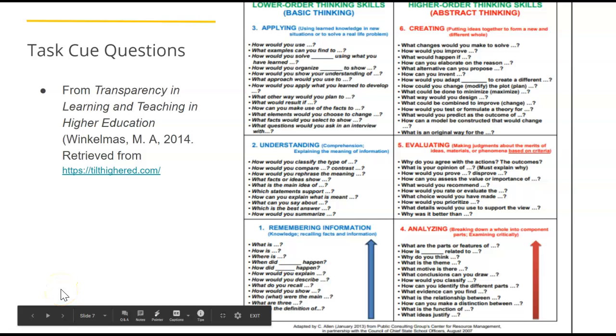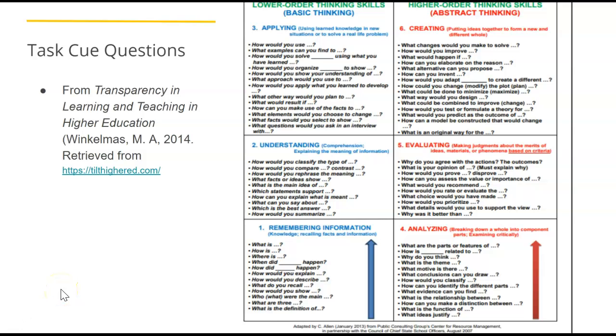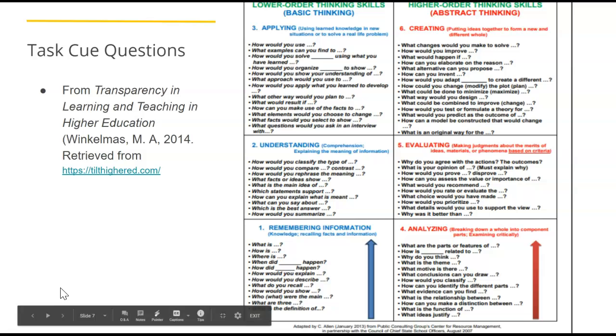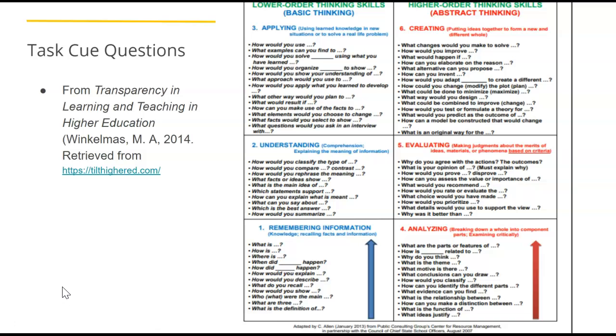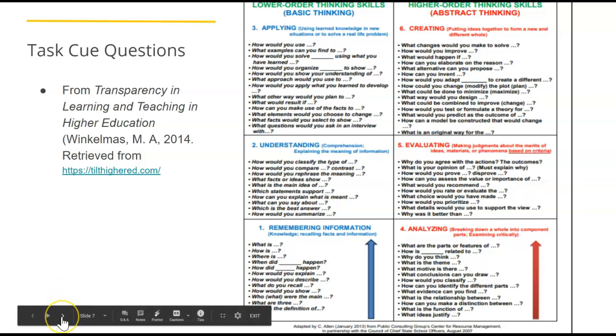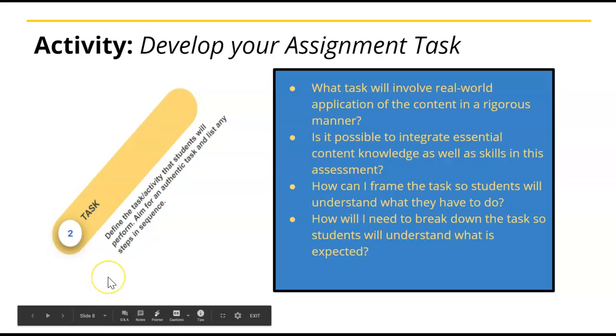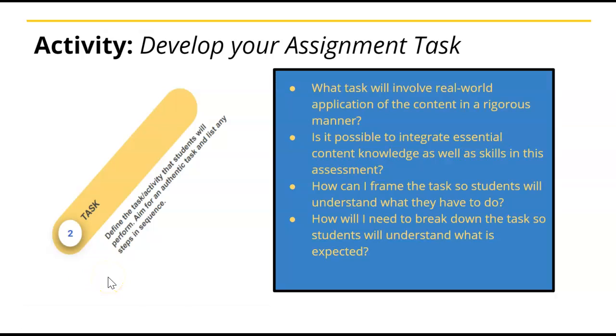So let's look at the resources that we have. These are TaskQ questions, and this is from the Tilt Higher Ed project. And there is access to this in this Google site of resources. But you can see that they have some really nice prompts that can help you get started as you think about the different levels of Bloom's and how you can use prompts to actually elicit student learning at higher levels. So this can be a very helpful question card that can help you as you're designing your task portion of your transparent assignment.